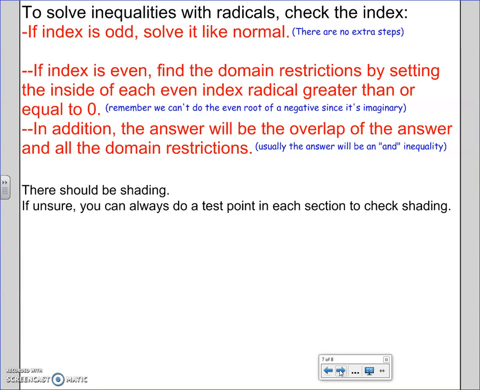So y'all know inequalities means there's graphing and shading. If there's an inequality with a radical, there's an extra check you have to do. So look at the index. If the index is odd, so it's like 3, 5, 7, solve like normal, no extra steps.